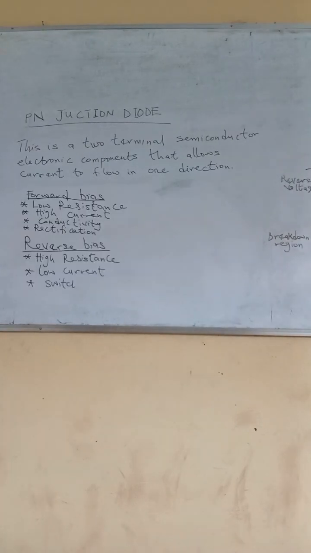Now let's look at the two conditions in which we can find a PN junction diode, either forward bias condition or reverse bias condition. At forward bias condition, it has low resistance. Resistance will be very low. Then there is going to be high current, and that will cause conductivity. It will enable the current to flow. In that situation, we use it as a rectifier because it will allow current to flow in one direction in forward bias condition. Those are the characteristics of the PN junction diode in forward bias condition.